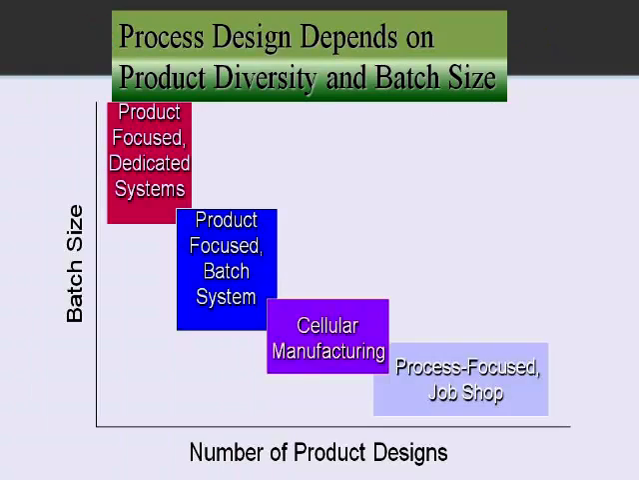Number of product designs, if you take it on the x-axis, and batch size on the y-axis, process-focused job shops have a variety of processes, and a variety of products can be manufactured, but the batch size would invariably be very small. On the other hand, in product-focused dedicated systems, we take the extreme one, where batch sizes would be high and the number of product designs are fewer. And in between, cellular manufacturing and product-focused batch systems occupy this region.